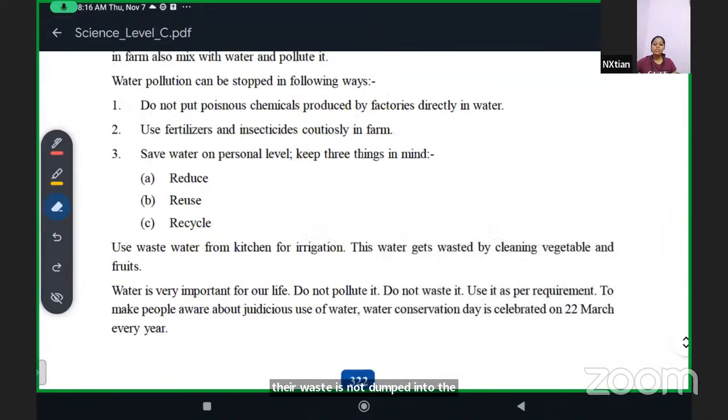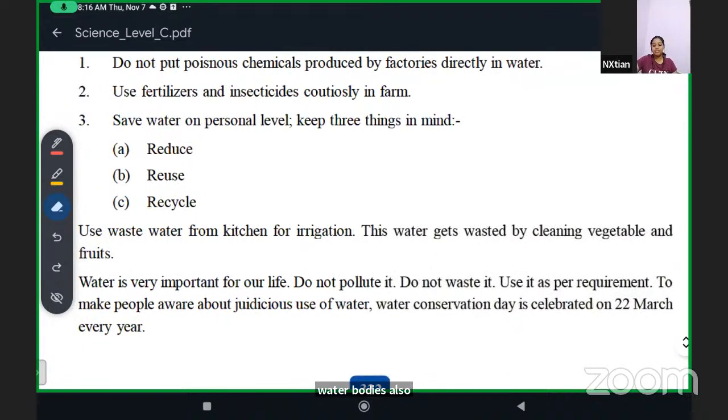Also, we should try to save water on a personal level, keeping three things in mind: reduce, reuse, and recycle. Right. So, we can do these three things with water as well. We can use wastewater from the kitchen for irrigation. This water gets wasted by cleaning vegetables and fruits.